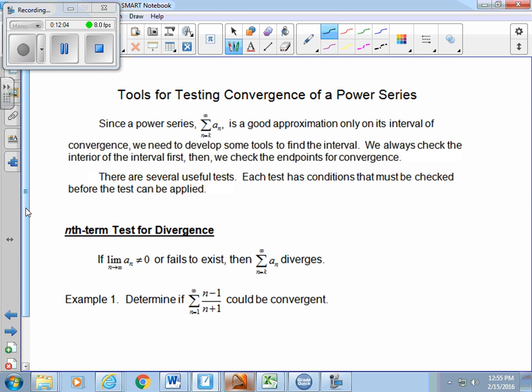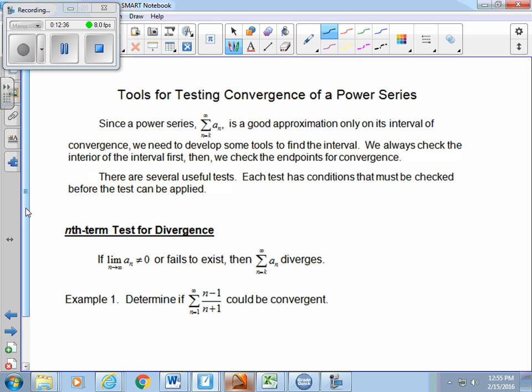It is a good approximation only on the interval of convergence. We need to develop some tools to find that interval. Remember, on a normal geometric sequence, r has to stay between -1 and 1. Do you know what I'm talking about? So we're going to talk about that. We're always going to check the interior first, and then we'll check the endpoints. We probably will not get to endpoint convergence today. We'll talk about that later, probably tomorrow.